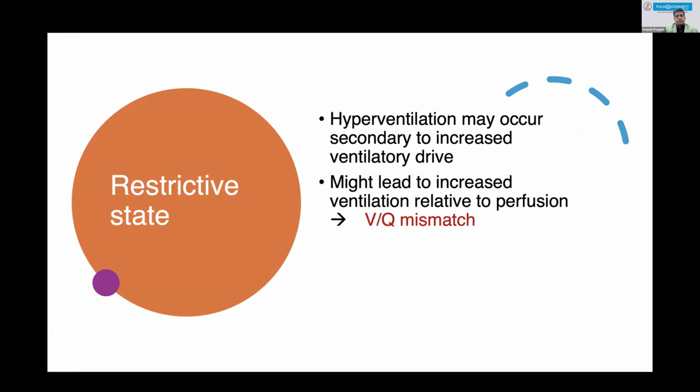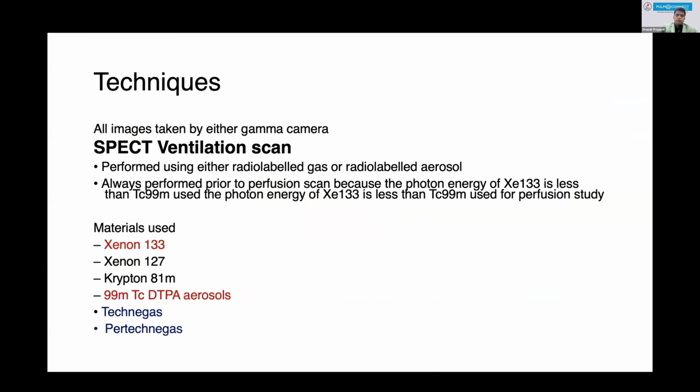The fourth one is the restrictive state, where hyperventilation may occur secondary to increased ventilatory drive, and it might lead to increased ventilation relative to the perfusion. It also leads to ventilatory perfusion mismatch.